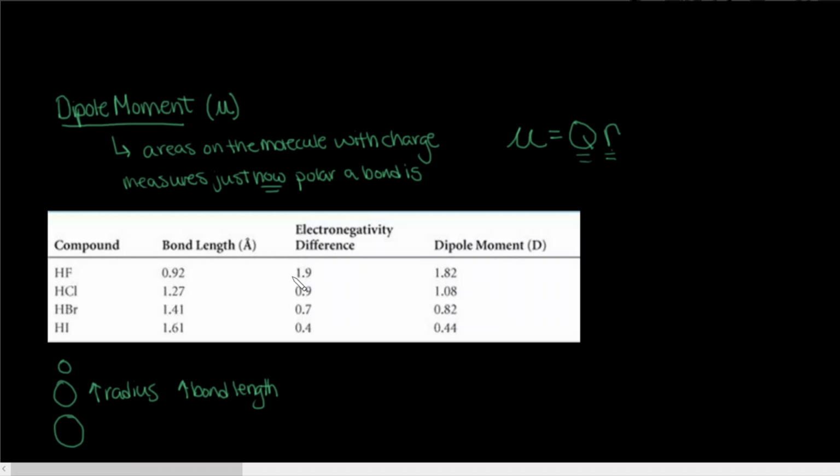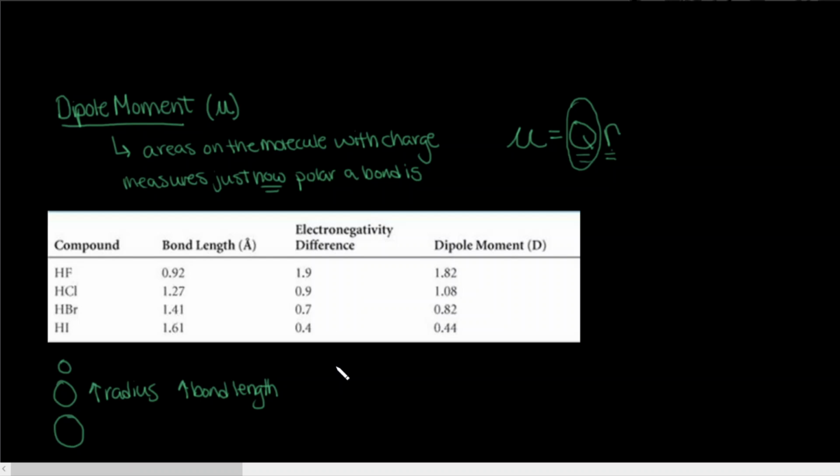The electronegativity difference here makes fluorine way more polar than chlorine, because the electronegativity difference between hydrogen and fluorine is much greater. So you're going to have a much bigger magnitude of charge, right? So it's this value that's overriding the fact that the radius, or the distance between the charges, is small. Okay, so here you're going to have the bigger dipole moment.